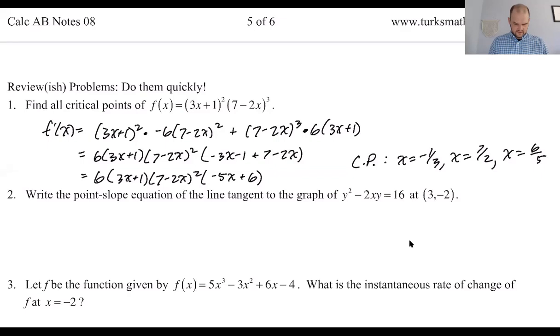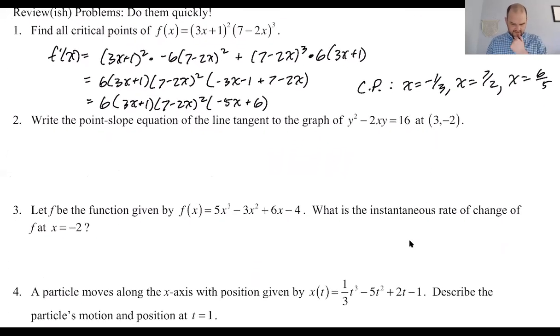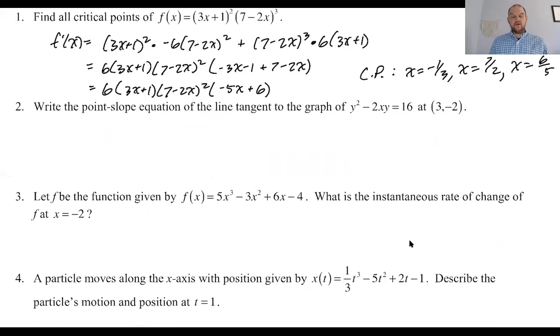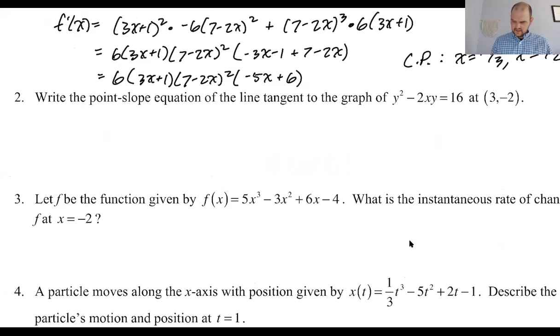All right, so write the point slope equation of the line tangent to the graph of y squared minus 2xy equals 16 at (3, -2). All right, so first I need to find the derivative. So I'm going to go straight into it. So I'm finding the derivative of this. Derivative of y squared, 2y dy dx. And then I treat -2x as the first and y as the second. So it's going to be first times derivative of the second plus second times derivative of the first. And then that equals the derivative of 16, which is 0.